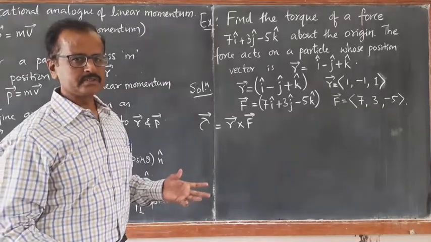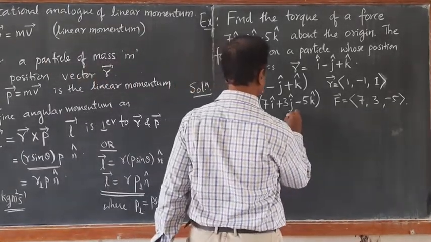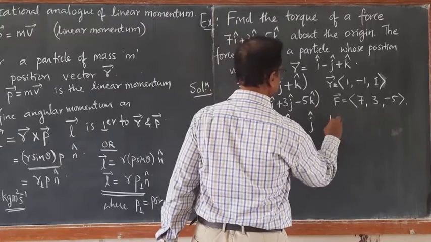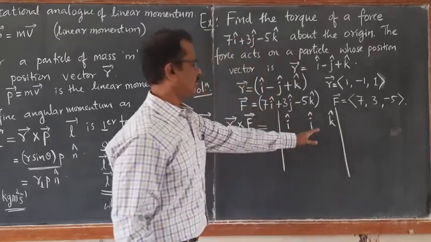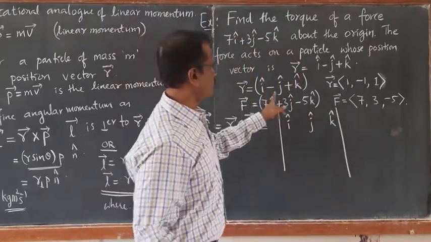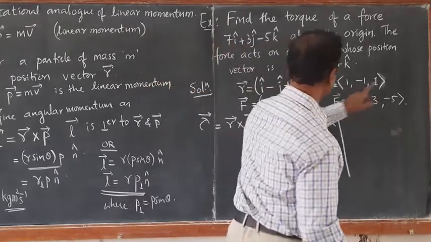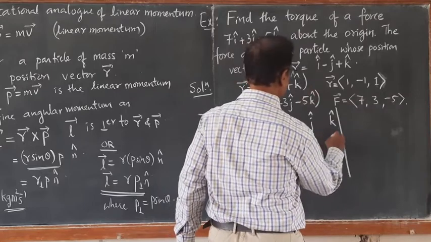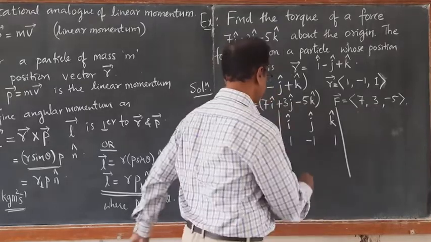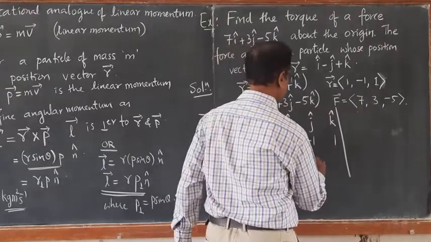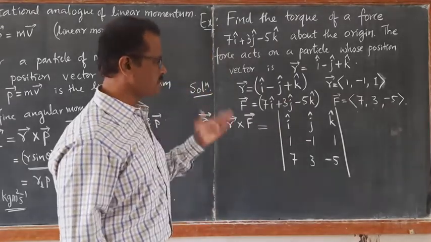So there are two options. I will choose the method of determinants. So directly I will put the determinant i, j, k. Now what are the components of r? First r is there, so the components of r: 1, minus 1, 1. Then what are the components of F? 7, 3, minus 5. Now solve the problem using determinants.